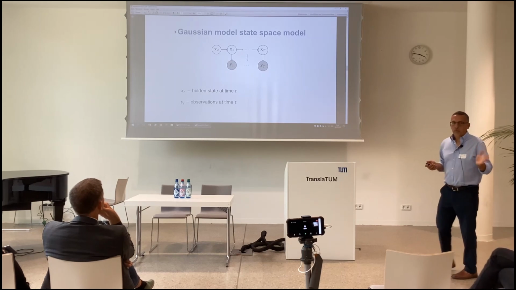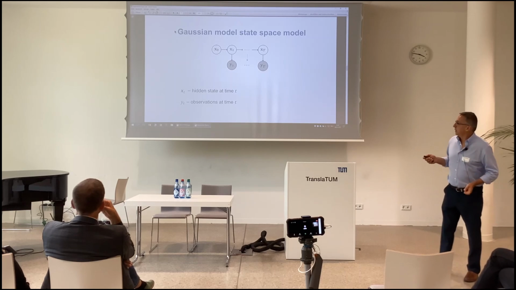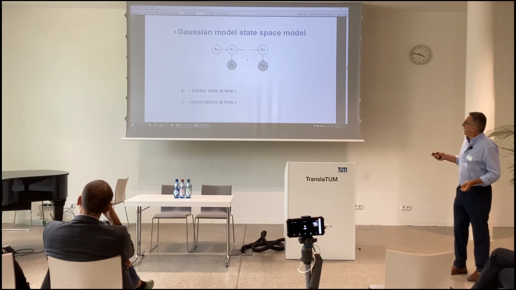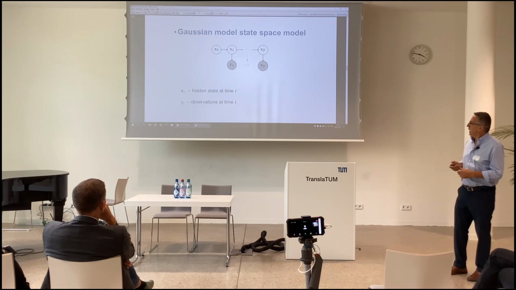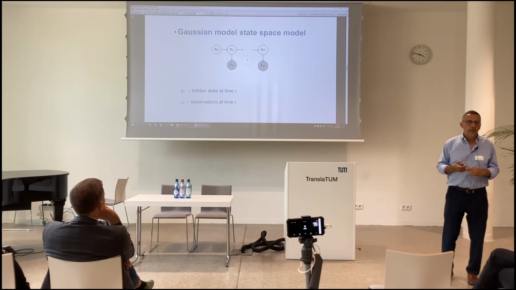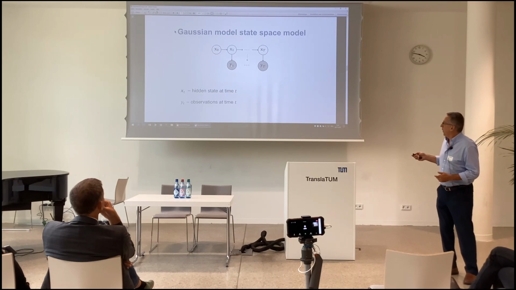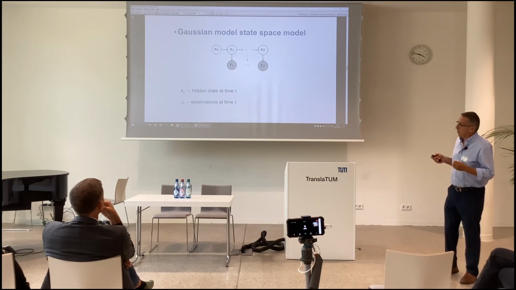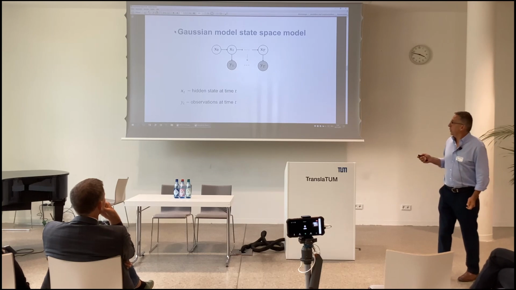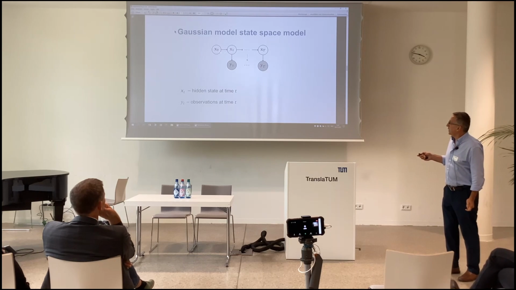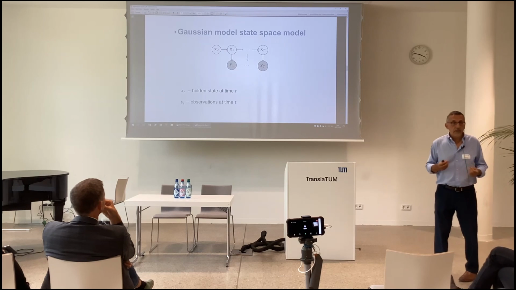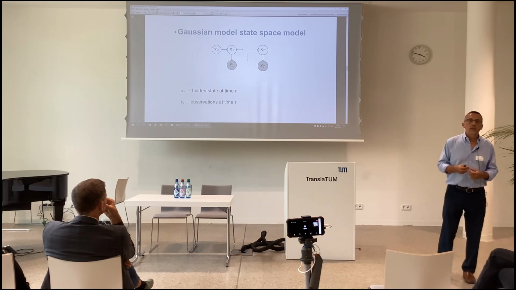So we move on now to Gaussian state space models. This is an example of a Gaussian state space model. We have observations y_1 to y_T. These x's represent hidden states, and the y's are the observations. A Gaussian state space model would be one where these links, the arrows, are functions that we don't know and that we want to estimate.